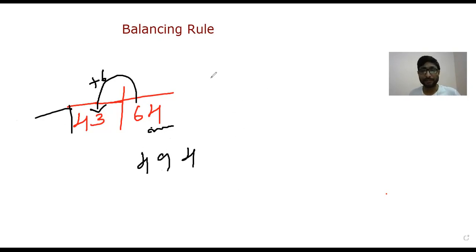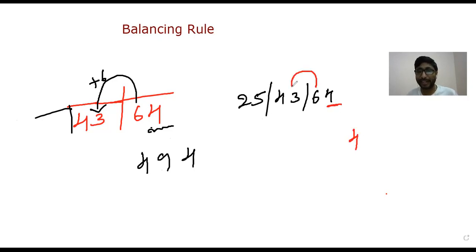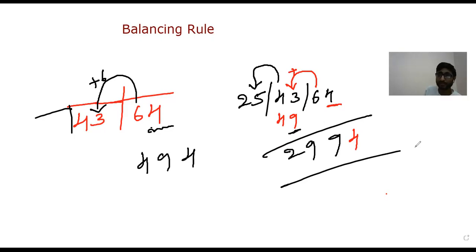Let's say similarly 43, 64, 25 is there. Write down the 4, 6 will carry. 43 plus 6, 49. So what is the ones place value? 9. So write the 9 in the answer. 4 will carry to the next number. 4 plus 25, 29. 2994 is the answer. Understood? Very simple. Just write the ones place value and carry.